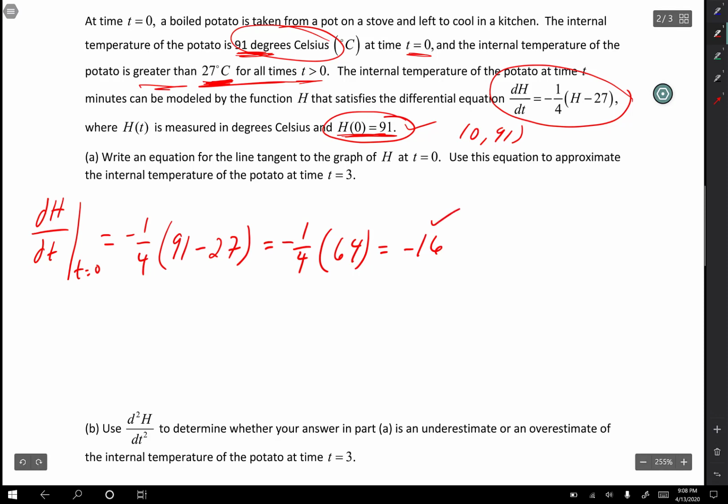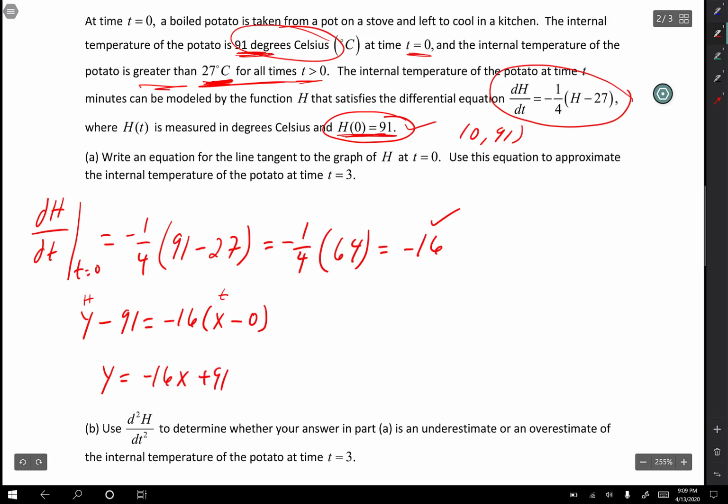There's my slope. So here's my tangent line. I'm going to write y minus 91 equals negative 16 parenthesis x minus 0. And I guess technically this should be a t, and technically that should be an h, but that's fine. No big deal, guys. You'll get the full credit right here. So my tangent line approximation is y equals negative 16x plus 91.